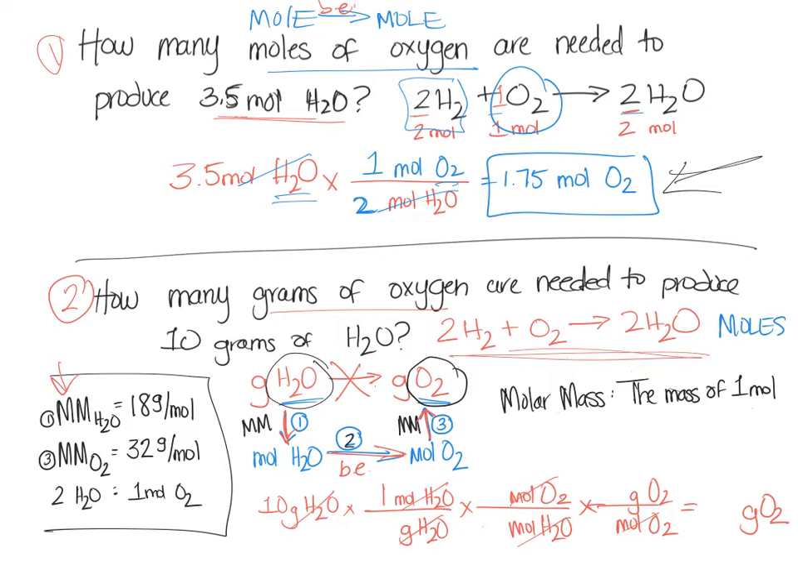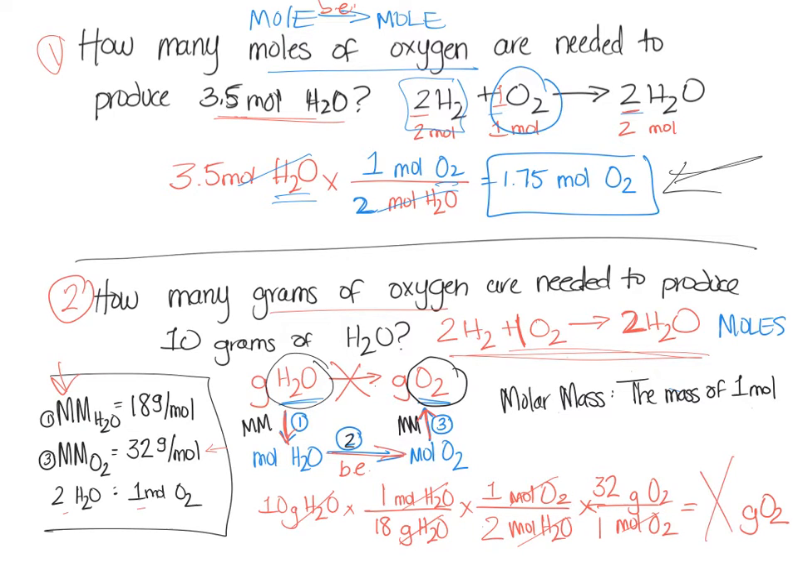So 1 mole of water has a molar mass of 18 grams. Again, in other words, 1 mole of water weighs 18 grams. Moles of water to moles of oxygen, it's a 2-to-1 ratio. There's a 1 in front of O2 right here on the balanced equation. There's a 2 in front of water. And then finally, moles to grams of oxygen. 1 mole weighs 32 grams.